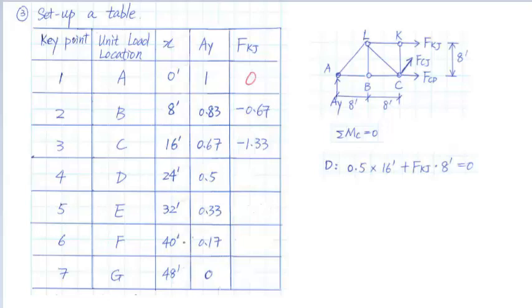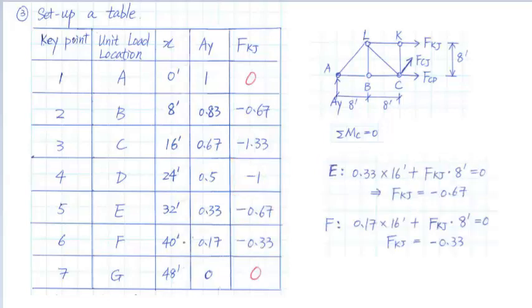equals 0. Note that the unit load is at point D, so the unit load doesn't show up in the free body diagram of the left side of the truss. Solving the equation, we get Fkj equals negative 1 in compression. Input Fkj equals negative 1 into the table.